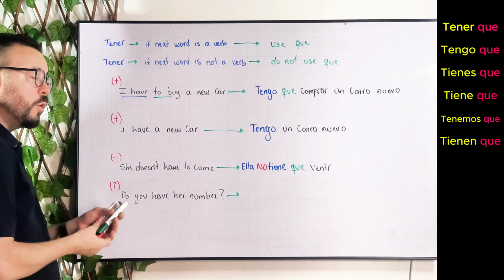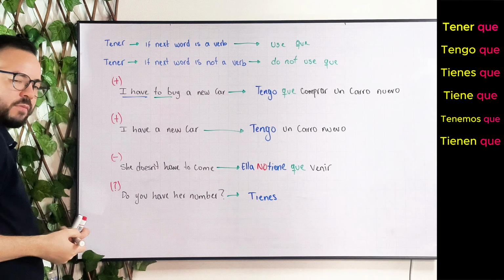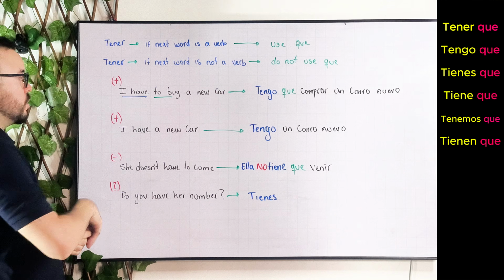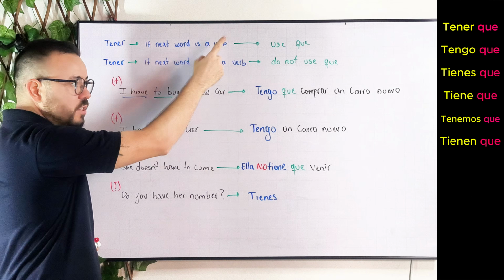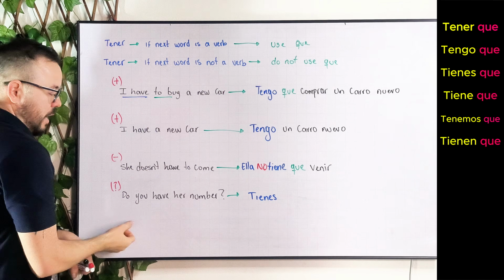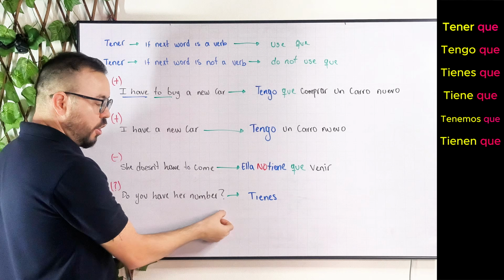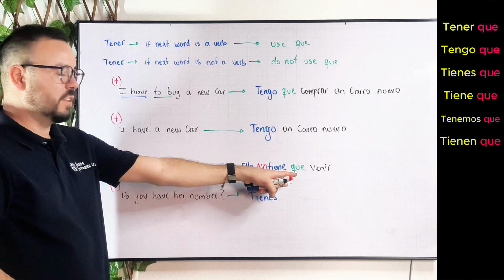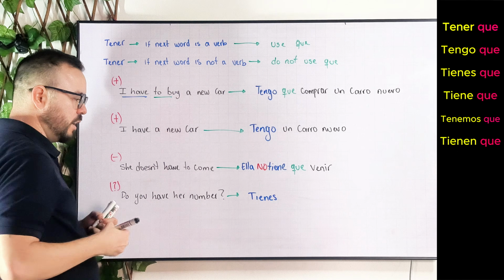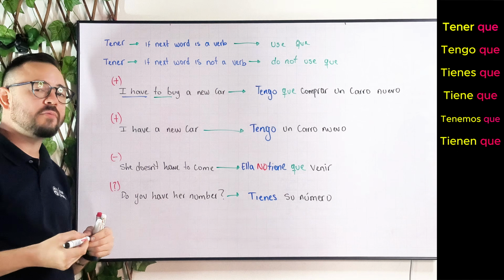So let's go. So for you have, we're just going to say tienes. Now let's check the rule. Do I need to say tienes or tienes que? Let's check it out. So we're just saying if we say tienes and the next one is a verb, we use que. If it's not a verb, then que is not required. It's not needed. In this case, we're saying you have and then her number. This is not a verb. That means we don't need this que. That's it. So we just need to say this, that is just context, okay? So let's say, tienes su número, you have her number.